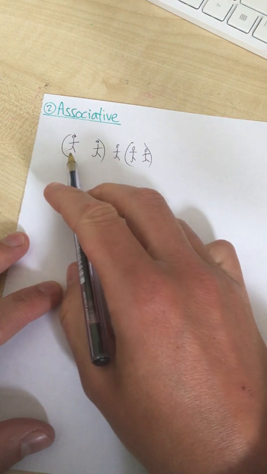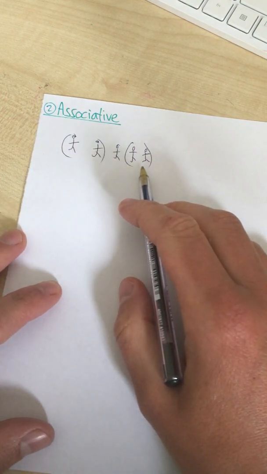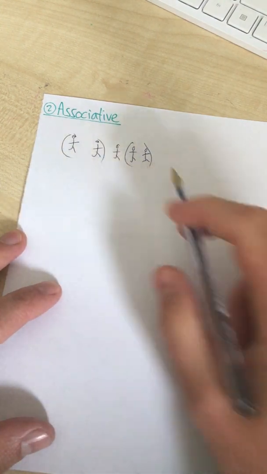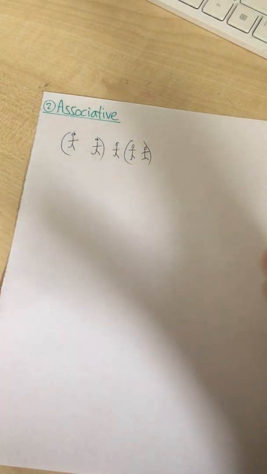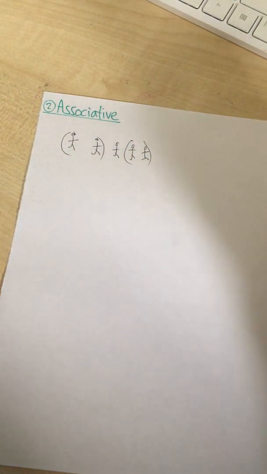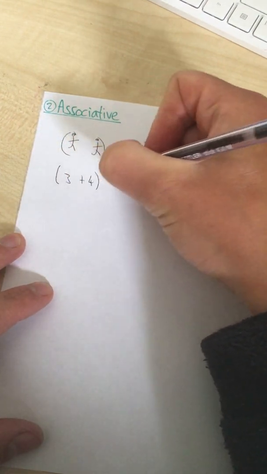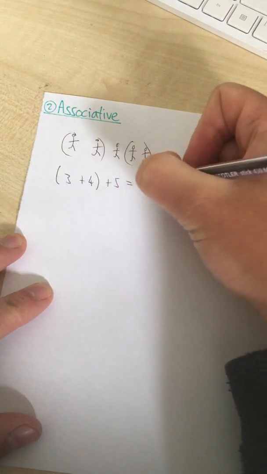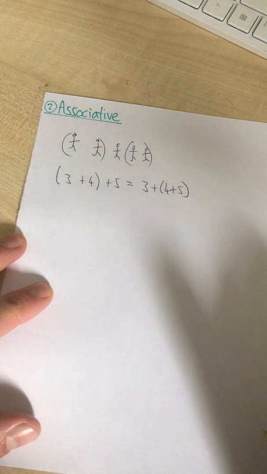So here we've got 1 plus 1 plus 1 plus 1 plus 1. That was the original lineup, and that made 5. But now we can say 2 plus 1 plus 2 is 5. And that's what the associative law is. It's about grouping things together. Let's have a look. 3 plus 4 plus 5 equals this. Let's test that theory.